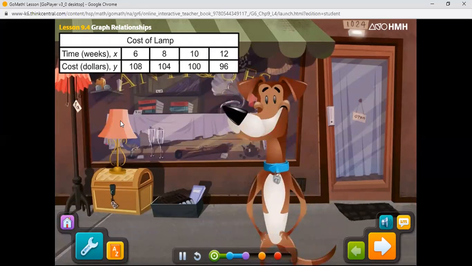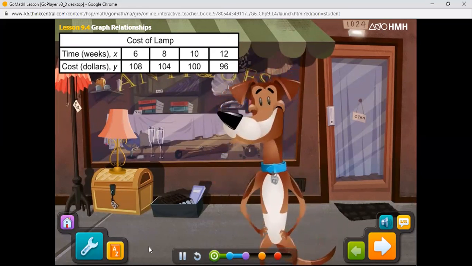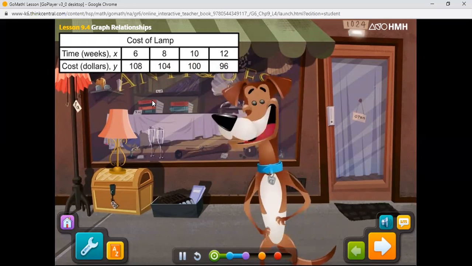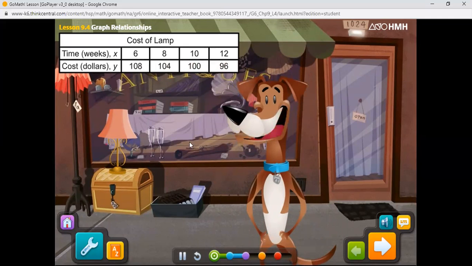Wow, the cost of the lamp has gone down quite a bit since the 6th week. After 6 weeks, the price of the lamp was $108. 2 weeks after that, it went down to $104. Then, every 2 weeks after that, it went down another $4 each time. So right now, after 12 weeks, the price of the lamp is $96.